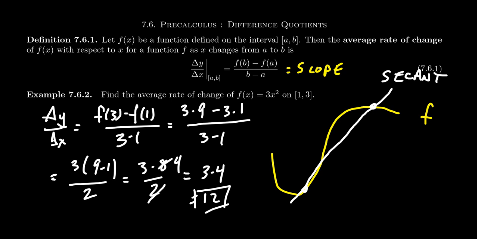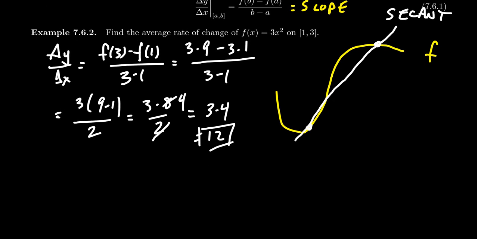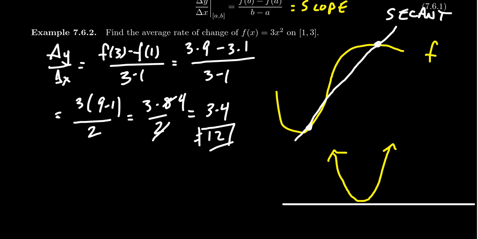If we were to graph y equals 3x squared, that's just your standard parabola, but scaled by a factor of 3. It just looks like a good old parabola, for which we want to go from 1 to 3. Here's 1, here's 3, and connecting the dots, we get a line that looks something like this. This is our secant line, and the slope of that secant line, m, is equal to 12. That's what the average rate of change is measuring.